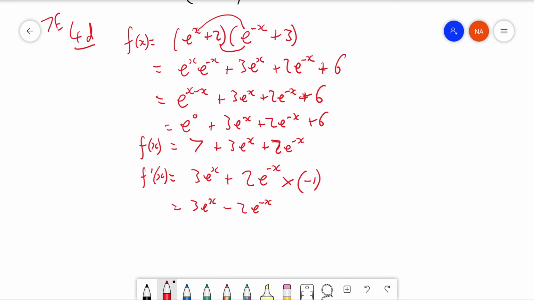There's a couple of things going on there. Firstly, with the expanding and simplifying, and secondly, with dealing with the e to the x's and negative x's. I'll stop that recording just there.